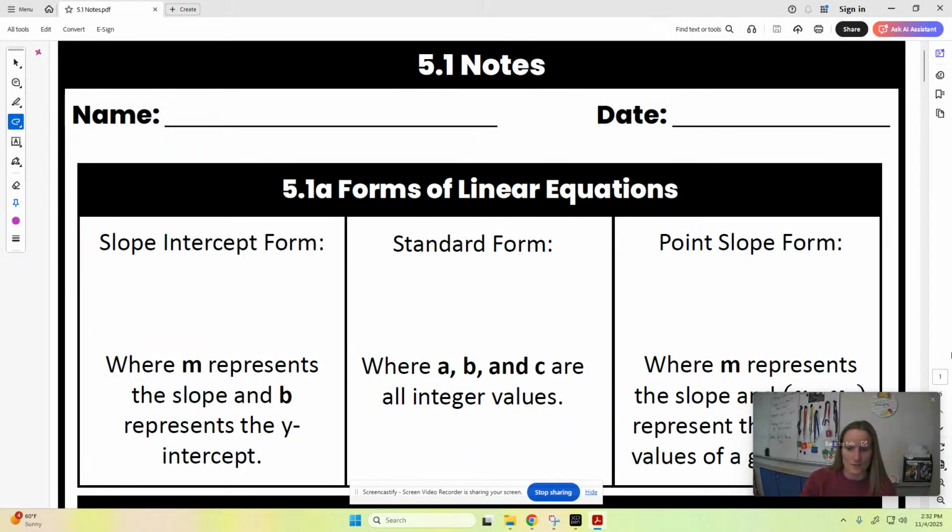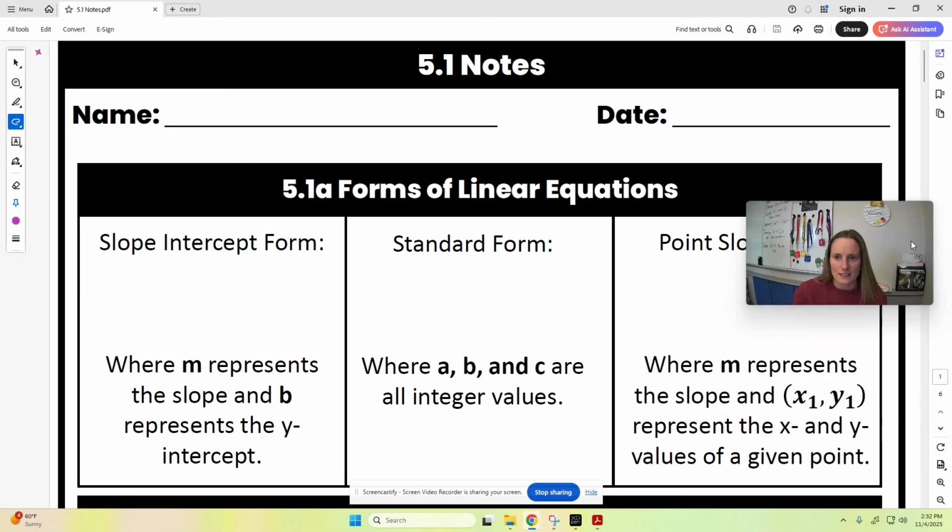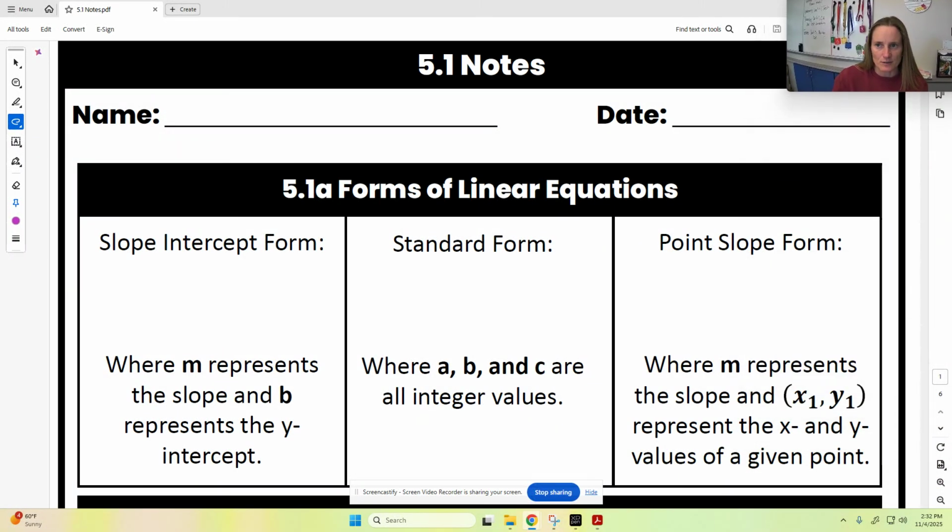This is our first video for Unit 5, and Unit 5 is all about linear equations. So for this video, we're just going to talk about the three different forms of linear equations. The one that everybody should be the most familiar with is the slope-intercept form. So this is one that you would have seen in previous years in math.